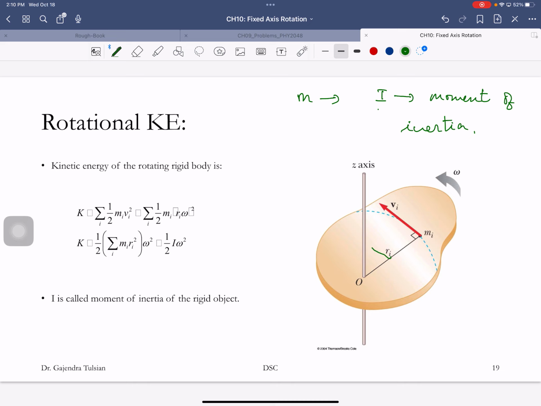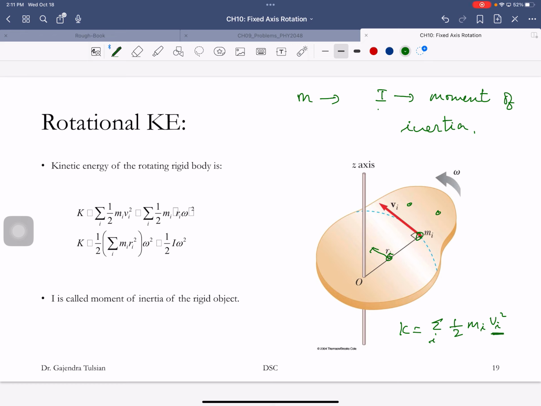The speed of this guy is that, and the speed of that guy is that. So here's this object; we'll break it up into a million little pieces. What is the kinetic energy of this guy, plus the kinetic energy of this guy, plus the kinetic energy of this guy, plus the kinetic energy of that? The kinetic energy of each piece is that. So the total kinetic energy is the kinetic energy of each piece, and then you sum over all the pieces.